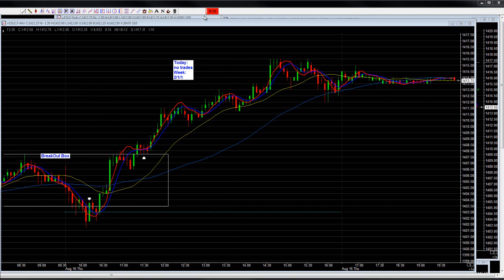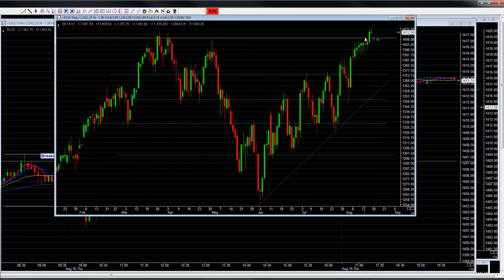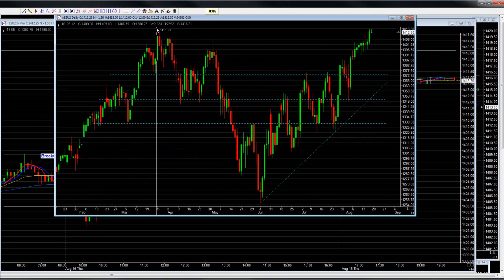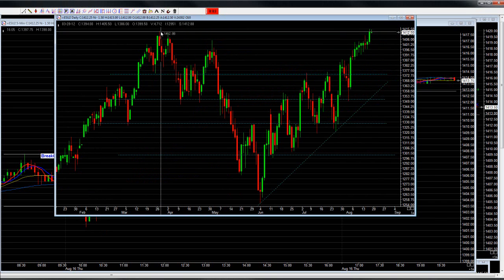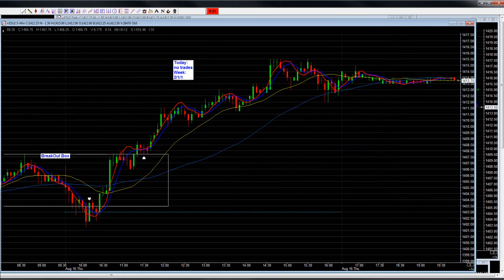So as far as today's concerned, here's the daily charts. We've pushed up and we've made higher highs. We've broken these highs up here, which is the highs of the last couple of years. So that's quite significant as far as this market's concerned.